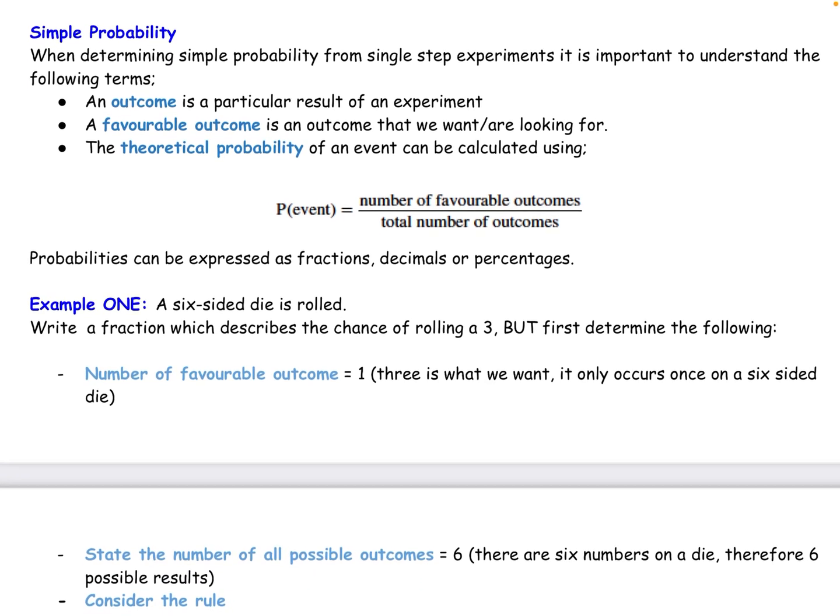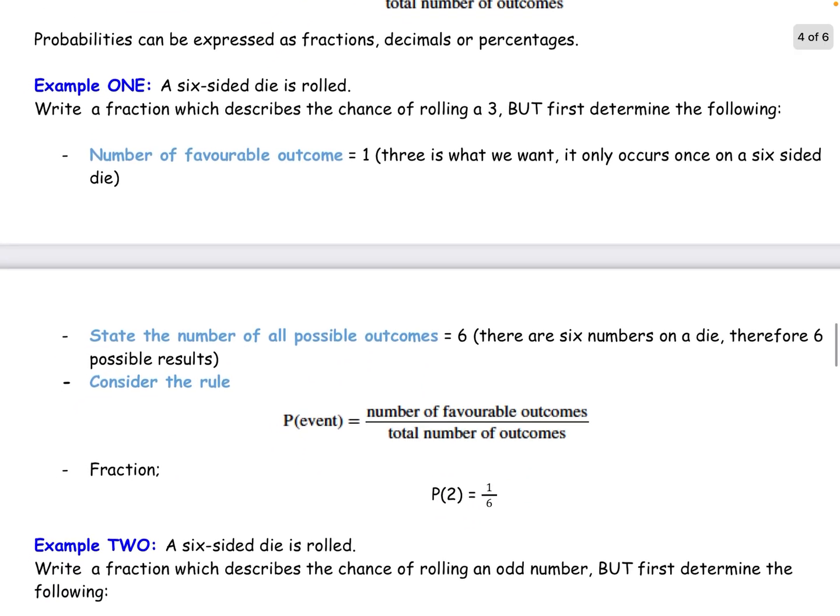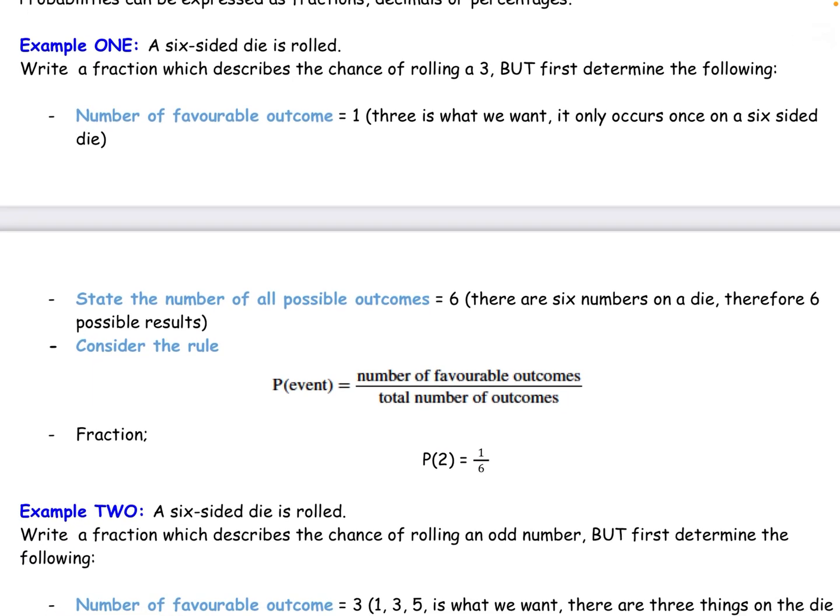Now, not very many people did this one, so I'd like you to do this one with me now on the video if you haven't done it yet. A 6-sided die is rolled. You'll have to go back to Friday's lesson. Write a fraction which describes the chance of rolling a 3, but first determine the following. Number of favourable outcomes. So it said write a fraction which describes the chance of rolling a 3. So what do we want to get? We want to get a 3. So there's only one 3 on a dice, isn't there? So the number of favourable outcomes is only 1.